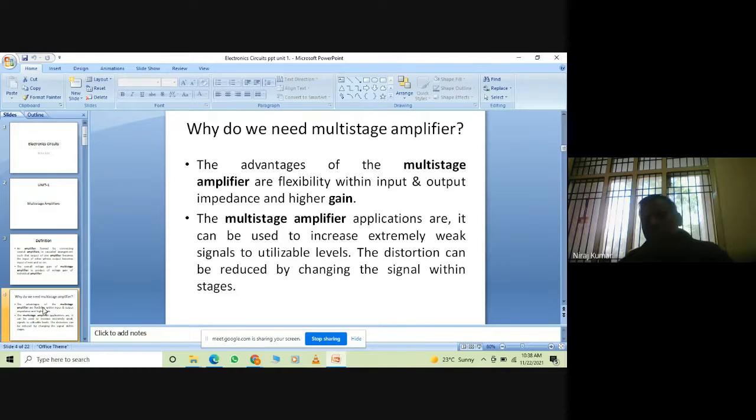Then, what is the basic need of the multi-stage amplifier? Multi-stage amplifiers we can use for higher gain. If we have a big signal, then the multi-stage amplifier converts it into a high level signal. High level signal means that the multi-stage amplifier improves the strength of the signal.